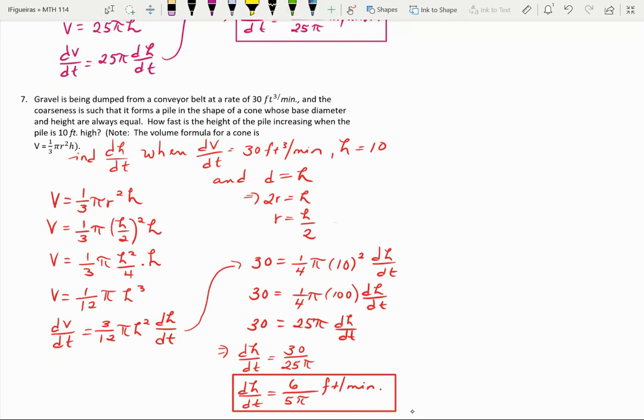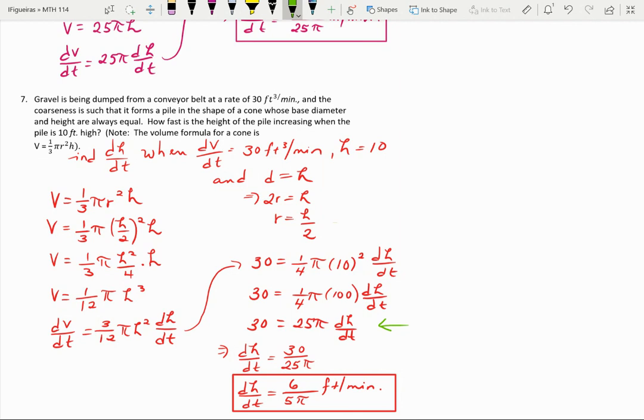So now we're ready to substitute in what we know. So dV/dt is 30. The right side, the 3/12 becomes a 1/4 pi. h is 10, that's given in the problem, so it's 10 squared dh/dt. All right, so next line, I have to square the 10 to get 100. So I get 30 is equal to 1/4 pi times 100 dh/dt. But 1/4 times 100 becomes 25 pi dh/dt.